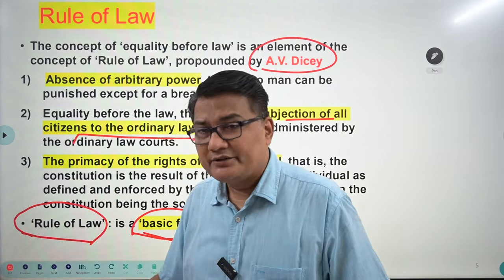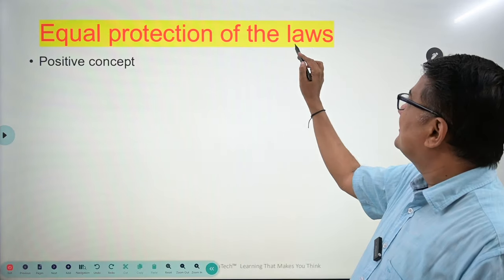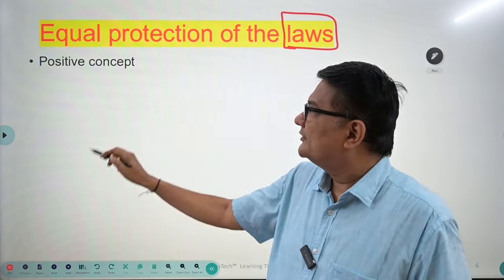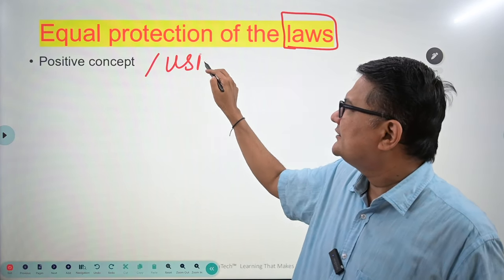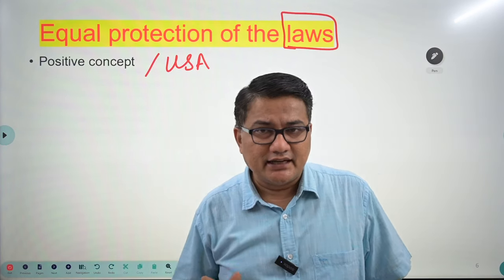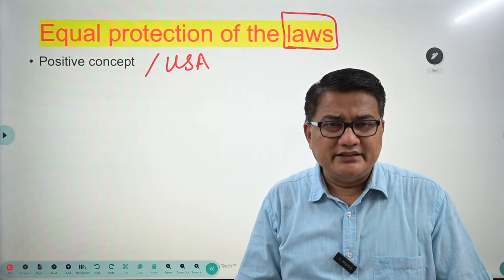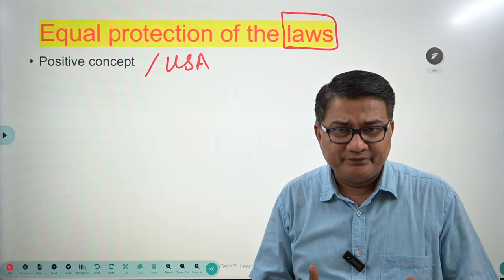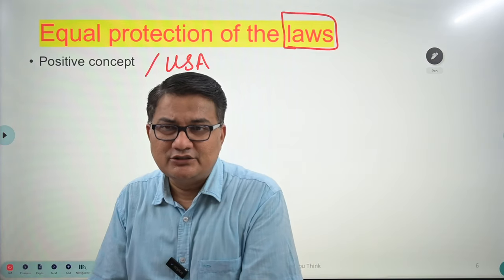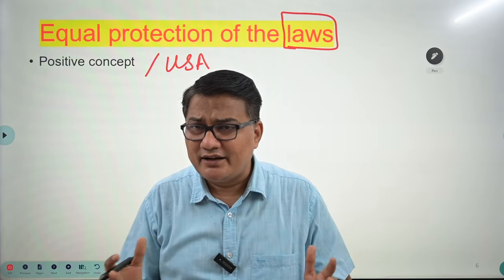Then comes the next part. So what exactly is equal protection of the laws? Because here the word is laws, it is plural. And it is called a positive concept, which is borrowed from the United States of America. What exactly is equal protection of the laws? The answer is here. Don't you think that just under the name of equality, if we say that we are treating all equals, treating equals in an equal manner is good. But what about unequals? Do you think unequals should be treated equally or unequally?